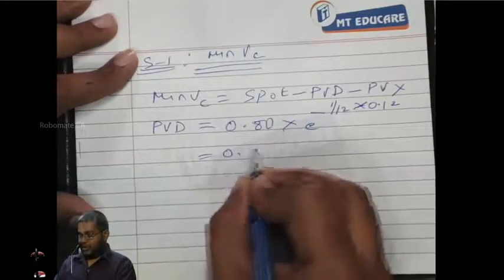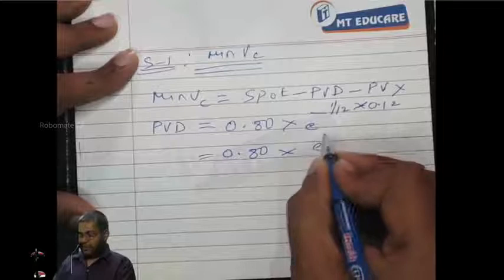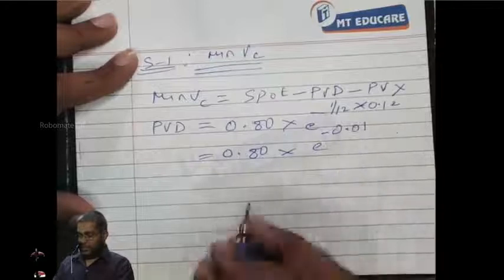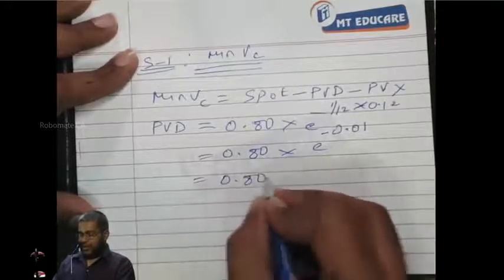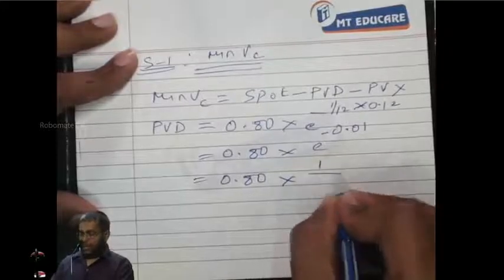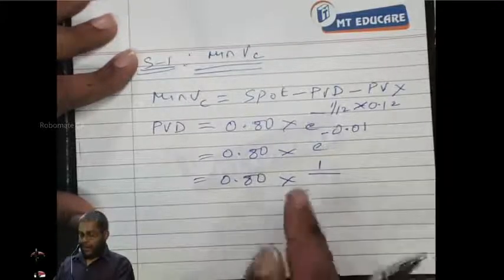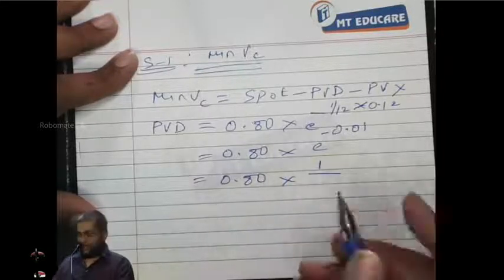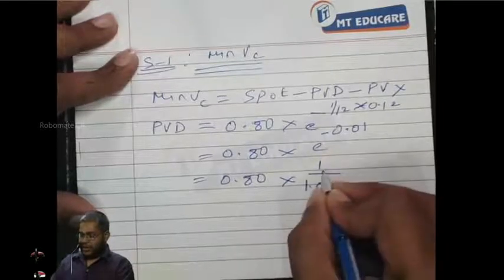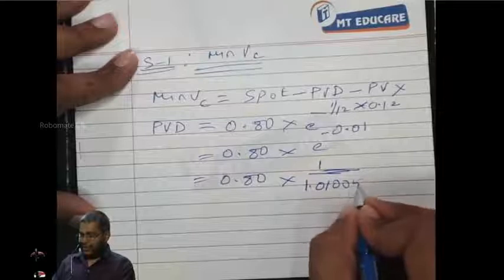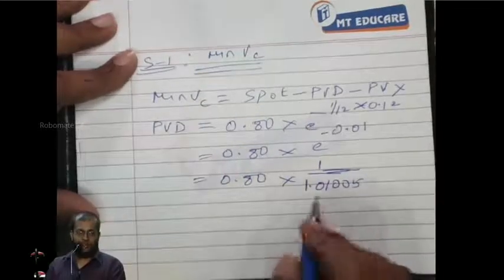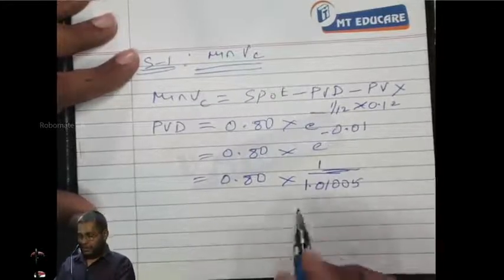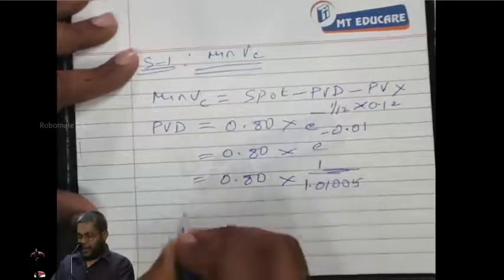Just simply it is going to be what? 0.80 into e power minus 0.01. Yes or no? E power minus 0.01 is equal to 0.8 into, you should tell me, 1 by what is e power 0.01? Tell me, 1 by 1 plus 0.01 plus 0.01 square by 2 plus 0.01 cube by 6. What is that? 1.01005. It will be simple compounding now. 0.8 into 1 by 1.01005. I hope you are following. Tell me what the present value of the dividend is.